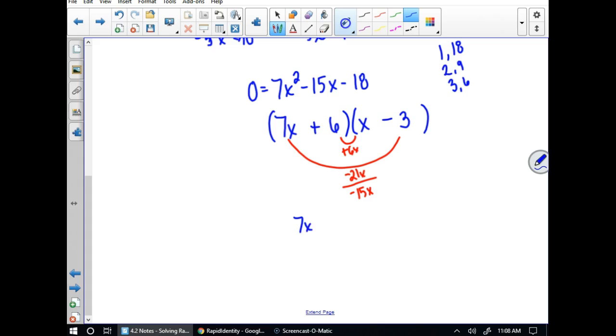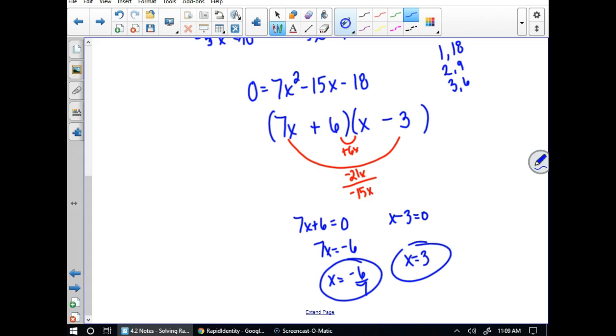So 7x plus 6 equals 0, and x minus 3 equals 0. So you get 7x equals negative 6, so x equals negative 6 sevenths. And over here, you'll get x equals 3. If you look back to the very beginning, is it okay to have both of those answers? Is that going to give you a 0 in the denominator? It will not. 2 and negative 2 are the only numbers that would.